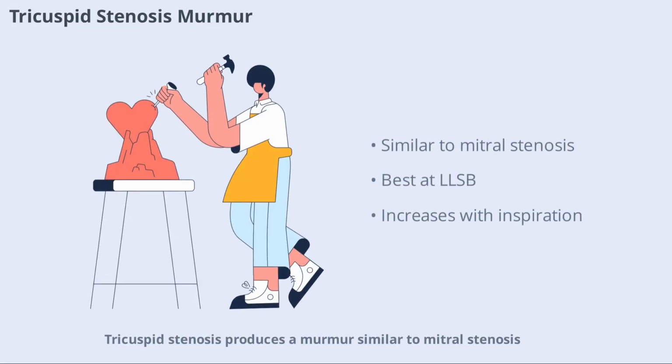Tricuspid stenosis produces a murmur similar to mitral stenosis but is best heard at the left lower sternal border. The murmur increases during inspiration, reflecting the increased flow across the tricuspid valve with each breath. This finding helps distinguish it from mitral stenosis.